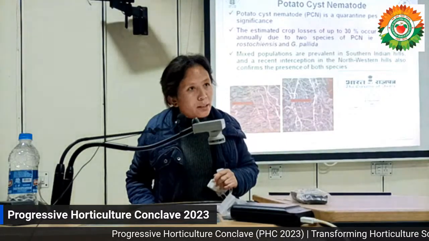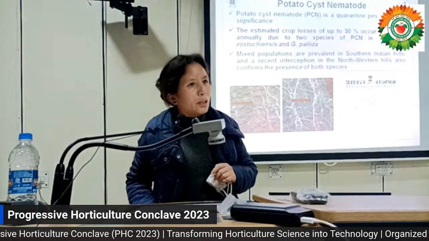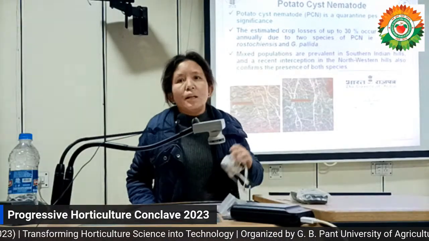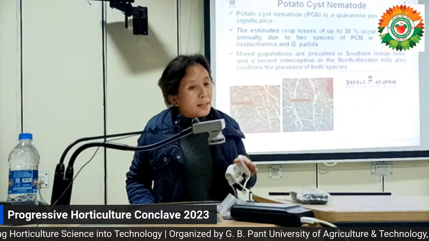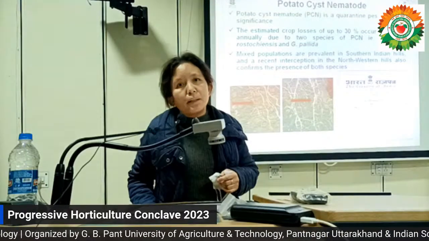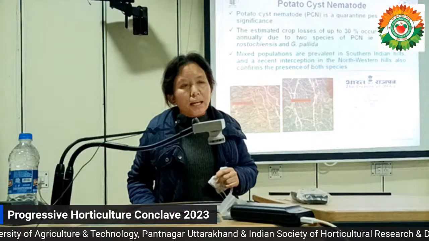Second is the potato cyst nematode. Two species are very important: Globodera rostochiensis, and another is Globodera pallida. It is an important quarantine pest of potato across the world as well as in our country. And recently, this pest has been intercepted in the northwestern hills, including Himachal Pradesh, Jammu and Kashmir, and Uttarakhand. As a result of this, the whole seed industry of this area has been devastated.